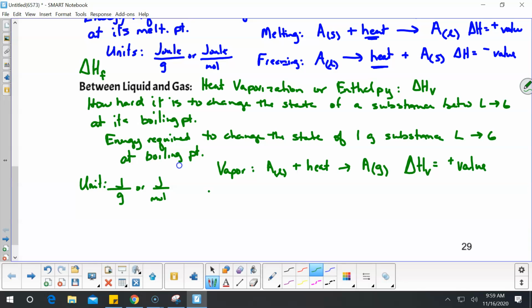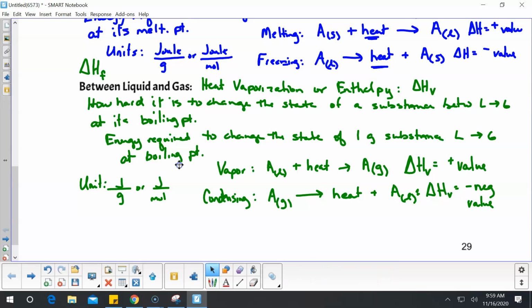If I was doing the reverse, condensing something, I would start out as substance A, that is a gas. I'm going to release heat, and I would get substance A now, that is a liquid. On this one, my change in H, the heat of vaporization, is going to be a negative value.